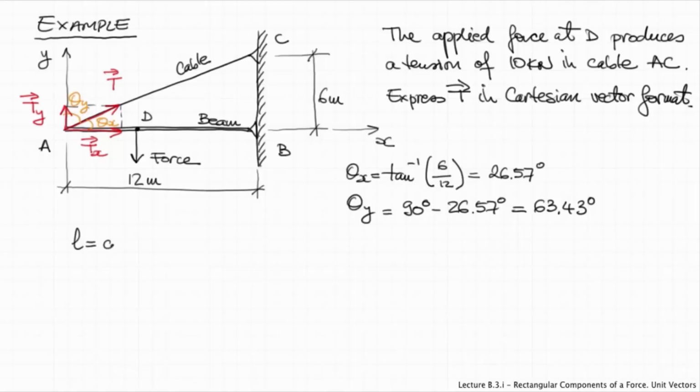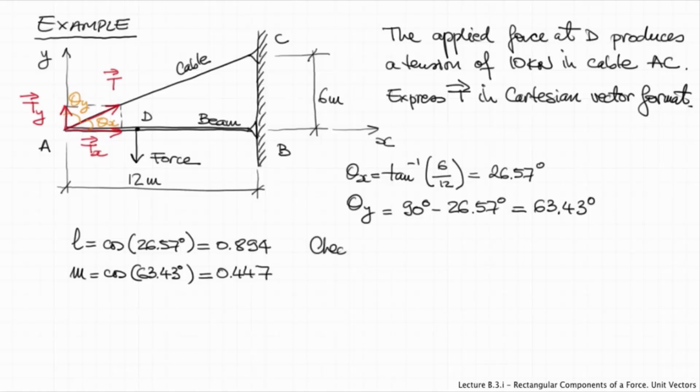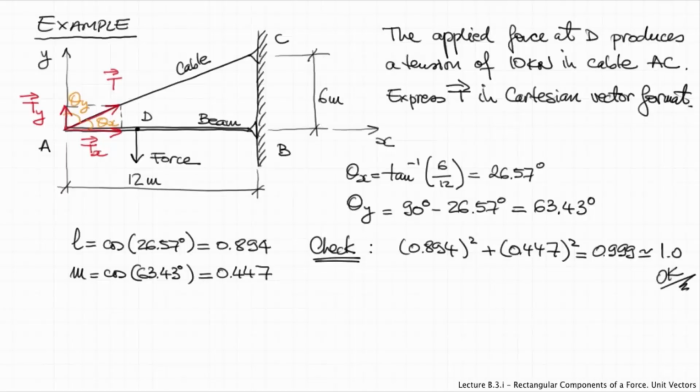Knowing the angles, we can calculate the direction cosines L and M. L being 0.894 and M being equal to 0.447. Now, at this point, it's very important to perform a check to make sure that the direction cosines have been calculated properly. We're going to use the property that the sum of the squares of the direction cosines equals 1. Well, it's equal to 0.99999, which is virtually 1. So we're okay, and we can continue with the solution.